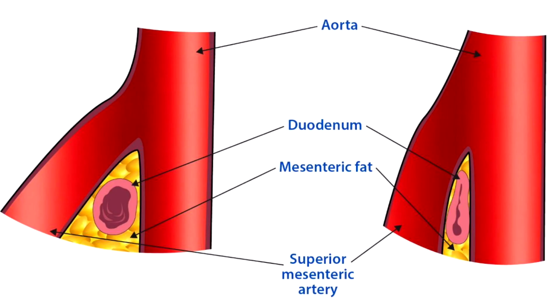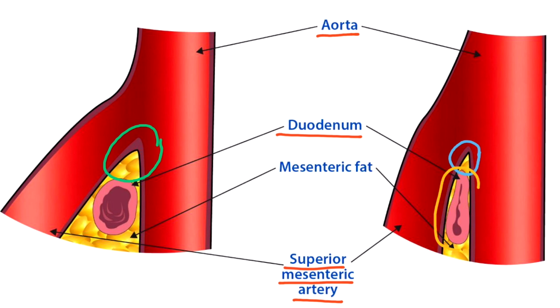Here is an image showing superior mesenteric artery syndrome. On the left, one can see an image of the normal anatomic relationship between the superior mesenteric artery, aorta, and duodenum. Take a look here at the mesenteric fat that protects the duodenum. Now, take a look at the right. This illustration shows the anatomy in a patient who has experienced extreme weight loss, leading to loss of the mesenteric fat. This allows the superior mesenteric artery to compress the duodenum, leading to a small bowel obstruction.